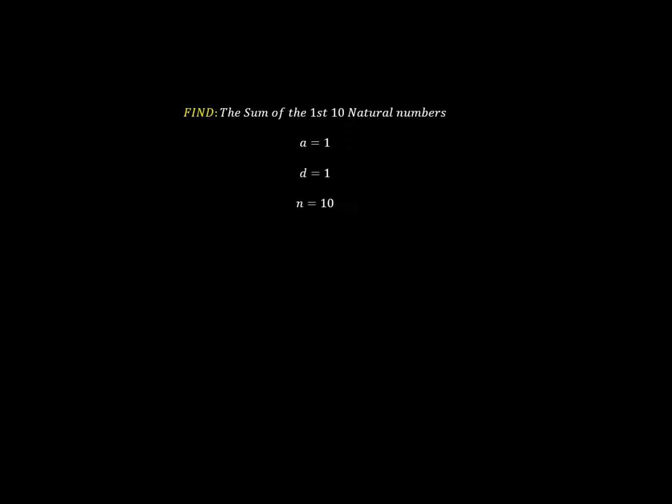So we know a, n and d, and we are asked to find out the sum. So we want to know what is S10, right? Which formula do you think we're going to use? Since we're given a, n and d, we will use the first formula. So let's take the formula. Sn is equal to n by 2 into 2a plus n minus 1 into d.